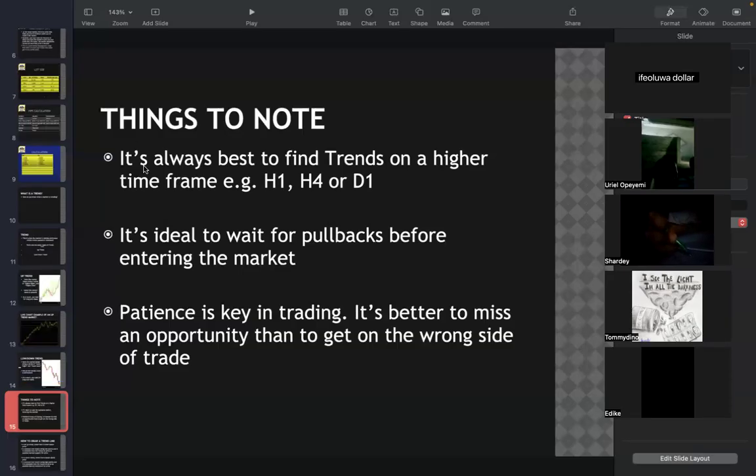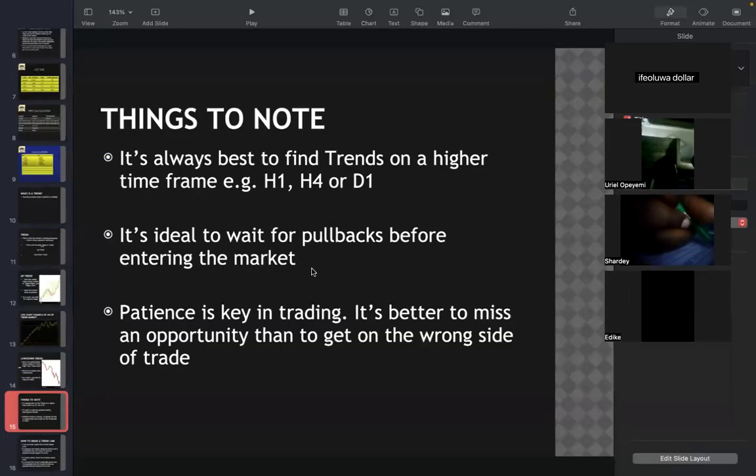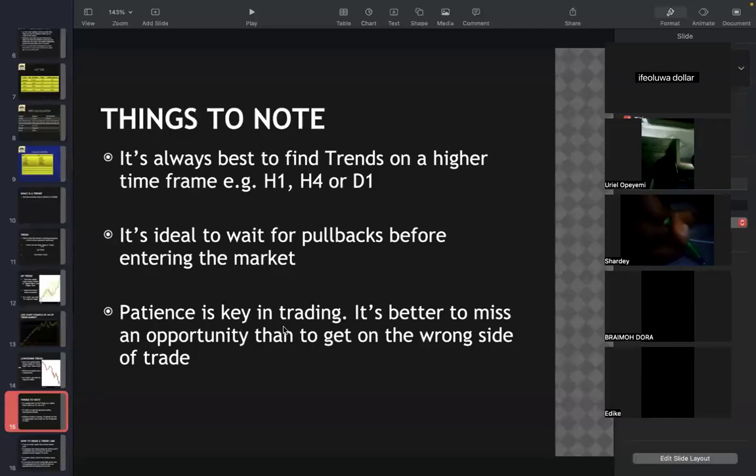And if you see this note, it's always best to find the trend on a higher time frame. It is ideal to wait for a pullback before entering the market. Patience is the key. Trust me, that is the key to Forex. It is better to miss an opportunity than to get on the wrong side of a trade.